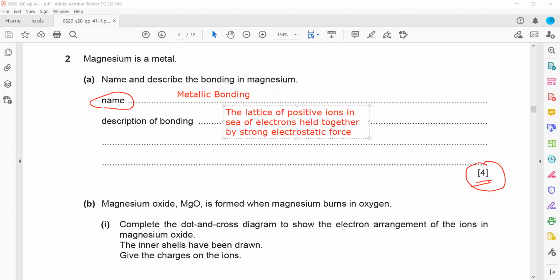So this was October 2020 paper 4, variant 1. Next session we'll do more questions related to this paper. I'll end the session.